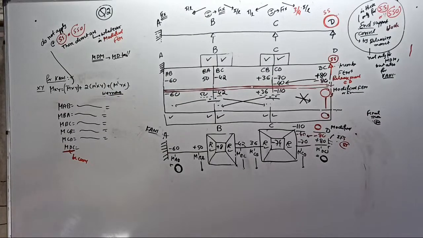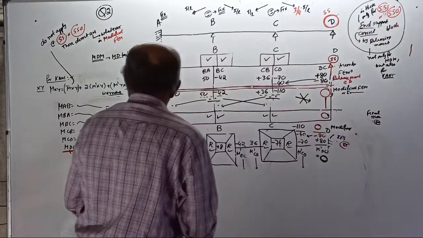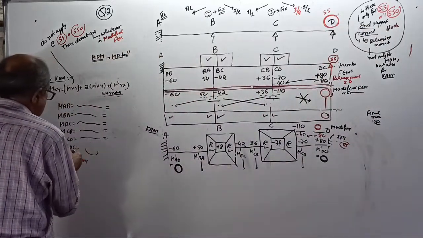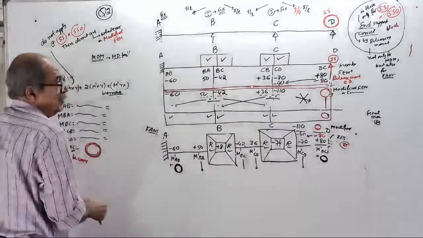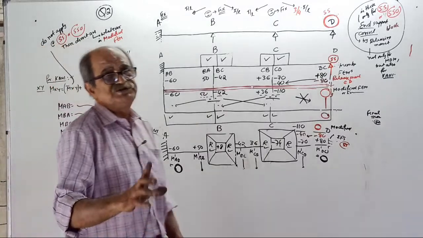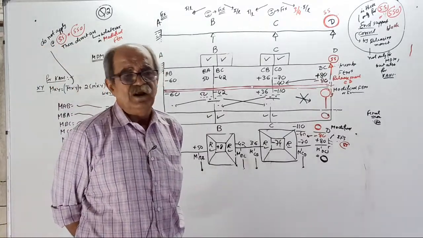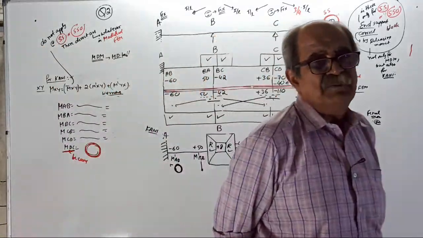What is the modified FPM there? That itself is the final moment. Ready? 0 over. This question number 2 is over. Fully clear? Question number 2 over.